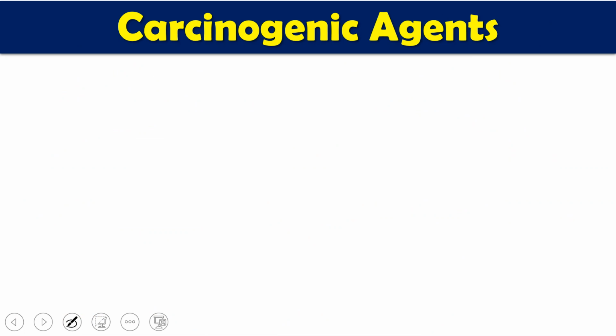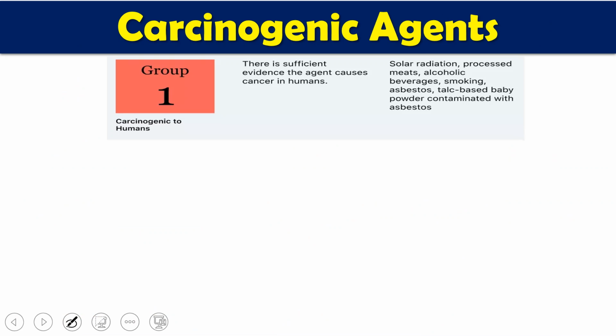Now, the carcinogenic agents: we have four different groups. All the carcinogenic agents, whether physical, chemical, biological or anything else, are divided into four groups. Group number one is well defined as carcinogenic to humans. There is sufficient evidence that the agent causes cancer in humans. Some examples are solar irradiation, processed meat, alcohol, smoking, asbestos, talc.